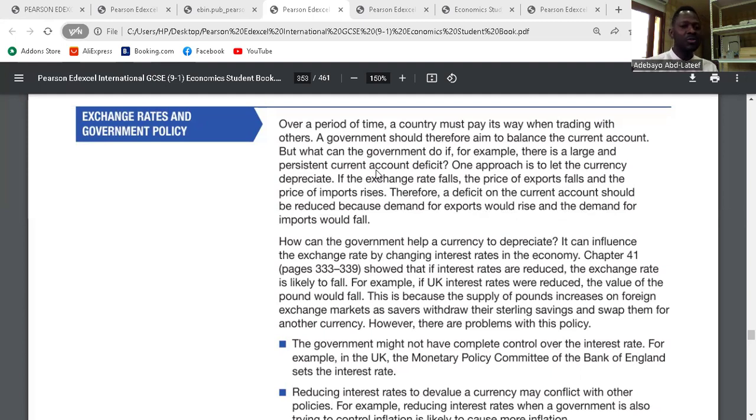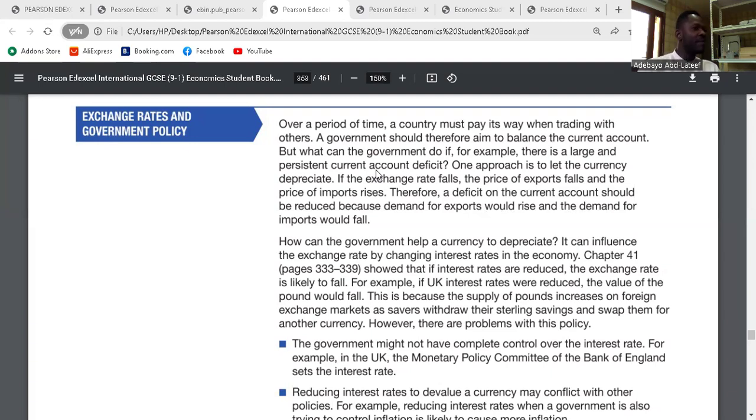Great. So let's read. Over a period of time, a country must pay its way when trading with others. A government should therefore aim to balance the current account. But what can the government do if, for example, there's a large and persistent current account deficit? One approach is to let the currency depreciate. If the exchange rate falls, the price of export falls, and the price of import rises. Therefore, a deficit on the current account should be reduced because demand for export would rise and demand for import would fall. I'm just going to explain the first paragraph.